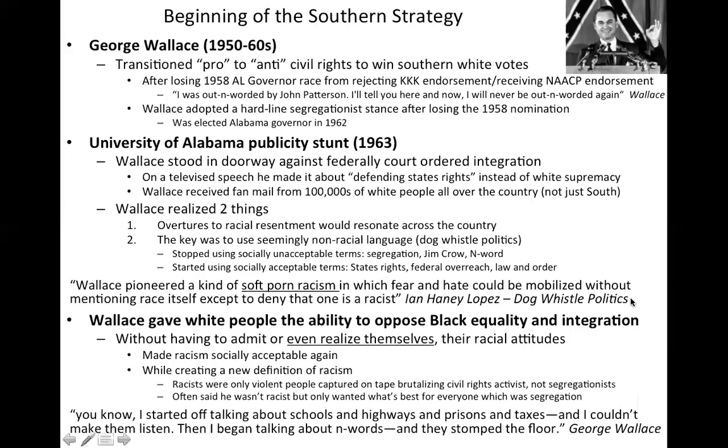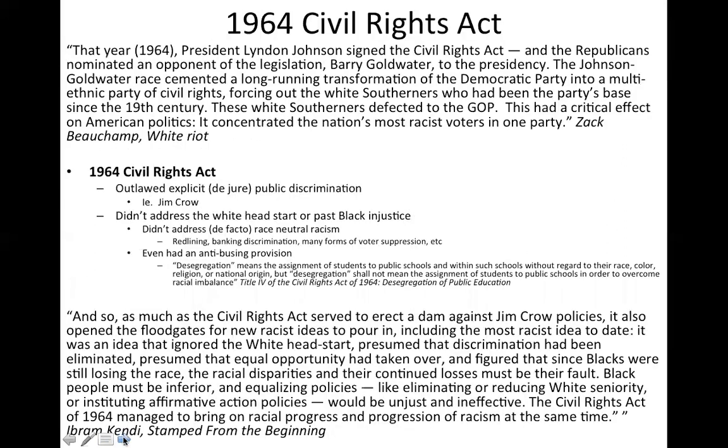George Wallace wrote many years later, "I started off talking about schools and highways and prisons and taxes, and I couldn't make them listen. Then I began talking about the N-words, and they stomped the floor." Our last section was about strategic racism, and how a lot of these people's main goal wasn't to be racist, it was to win elections, and they just realized they could manipulate racism to win those elections. And then came the 1964 Act.